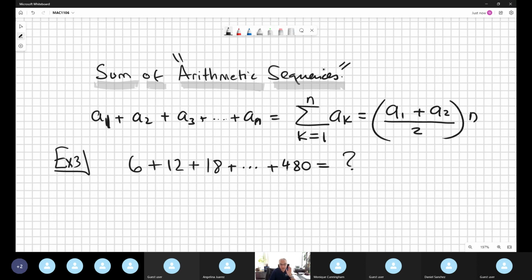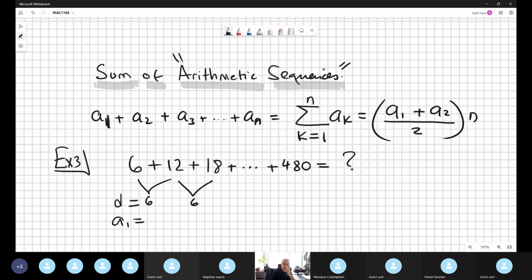First of all, is it a geometric sequence, yes or no? Is it an arithmetic sequence, yes or no? I don't know, you're subtracting here. 12 minus 6 is 6, and 18 minus 12 is 6. Oh, yes, d is 6.